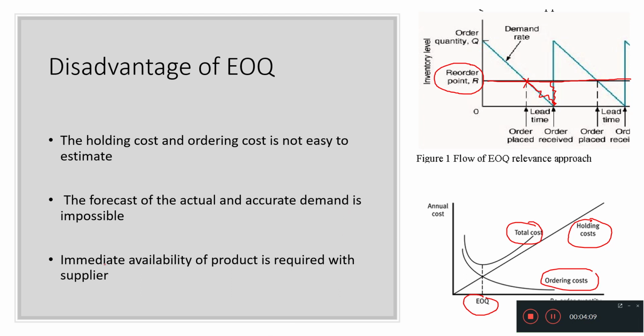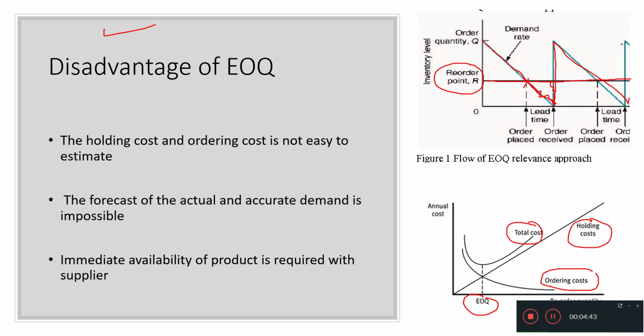And after that, we can see on the right top side of the graph that the demand rate is constant, which is not always the case. So the forecast of the actual accurate demand is close to impossible, where EOQ is not relevant. This constant demand is not relevant in this graph.